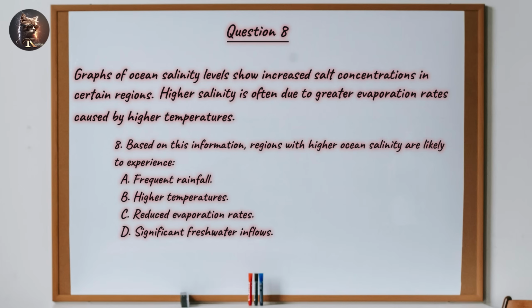Option C states reduced evaporation rates. Pause here and think. Would reduced evaporation cause more salt to remain or less? If there's less evaporation, less salt would stay behind. So reduced evaporation would actually lower salinity. That means option C doesn't match our passage. Option D says significant freshwater inflows. Freshwater coming in would make the ocean water less salty, right? It would dilute the ocean water and decrease salinity. So that's not correct either.